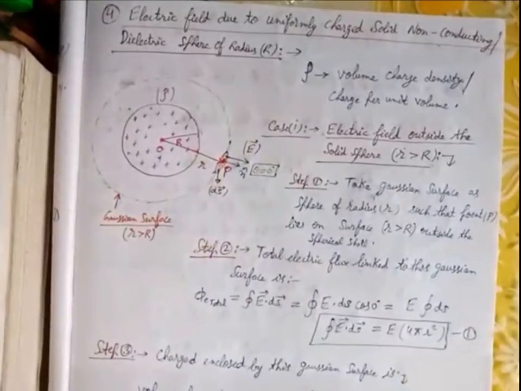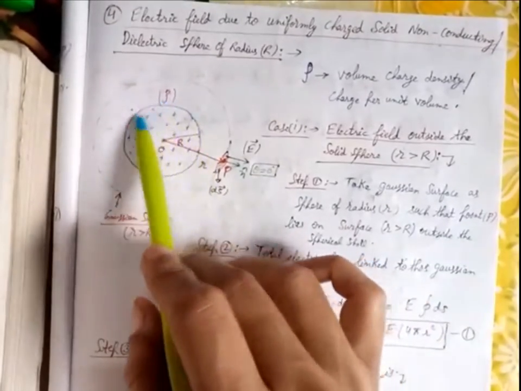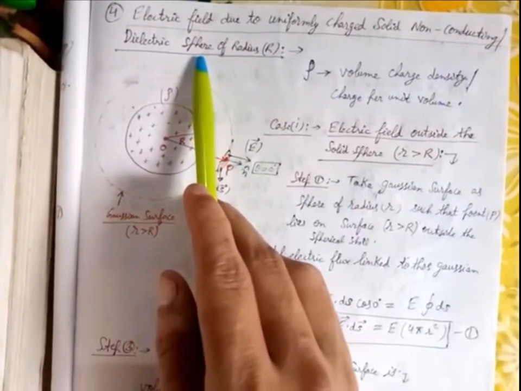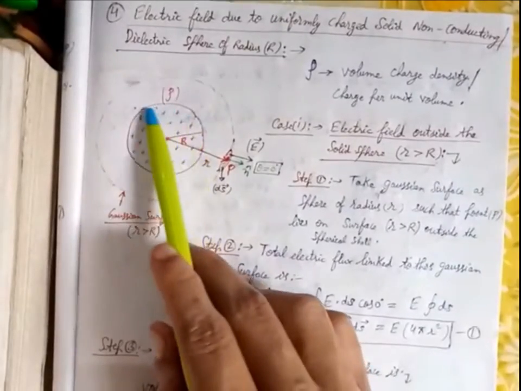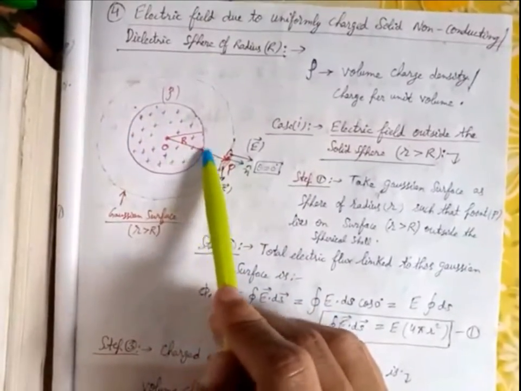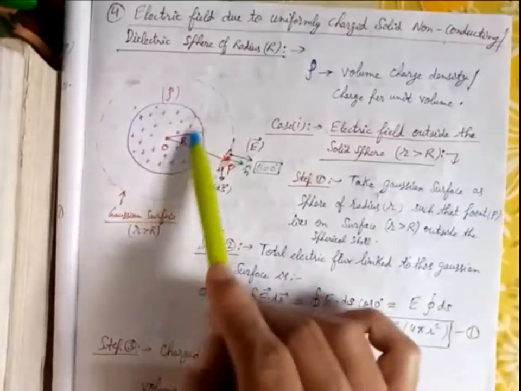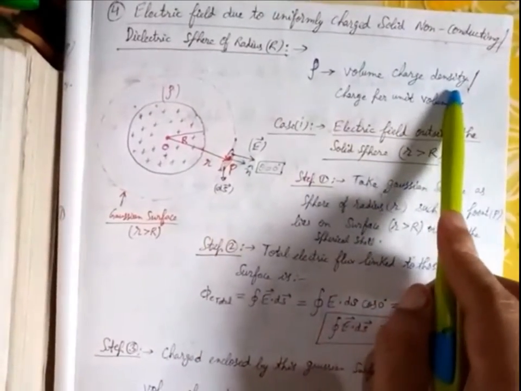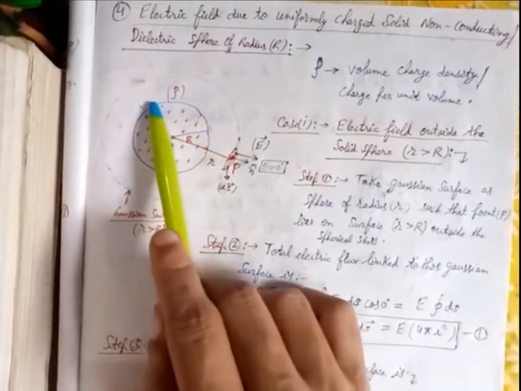It means now we have this spherical shell which is solid, it is non-conducting, or we can say that it is dielectric sphere of radius capital R. It means this spherical shell contains the charge all over it distributed through the complete volume of this sphere. So we will choose rho as the volume charge density, that is charge per unit volume, because the charge is distributed completely inside this solid sphere.